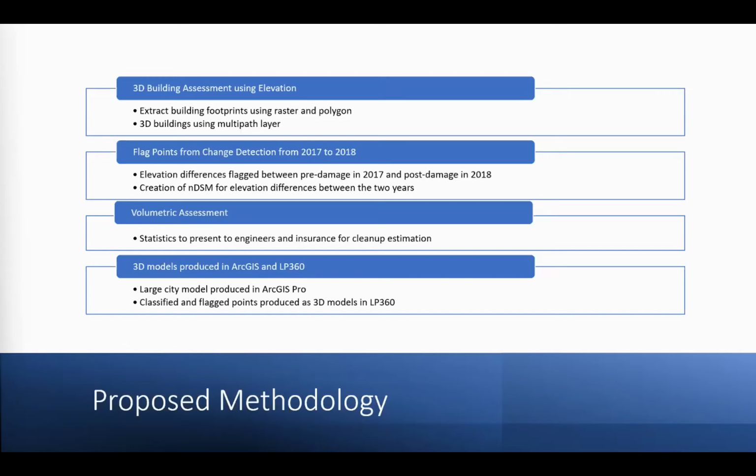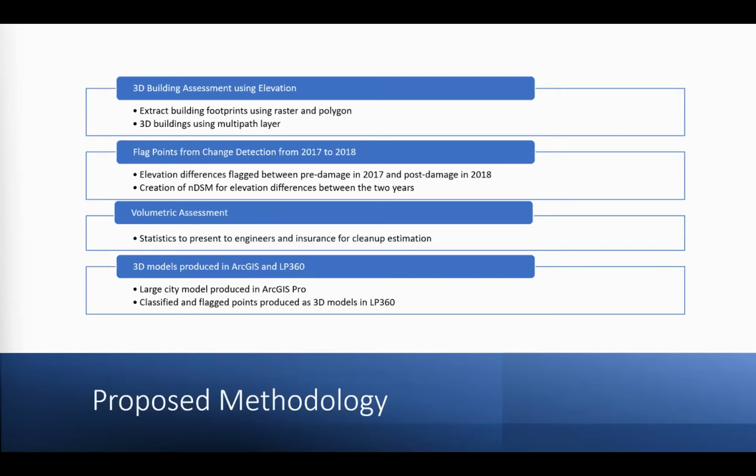This is another part to see if ArcGIS or LP360 is the best option to flag points. In LP360, a basic filter that sets synthetic points will be used to move the flagged elevation differences into class 22, which will be labeled as destruction points. A manual classification is available in ArcGIS.